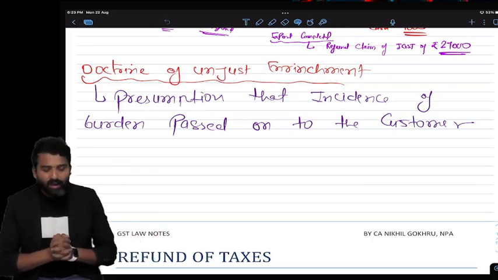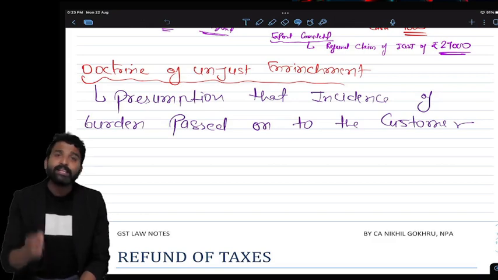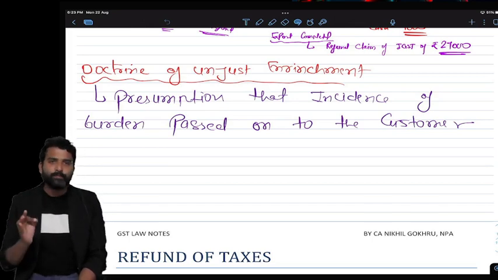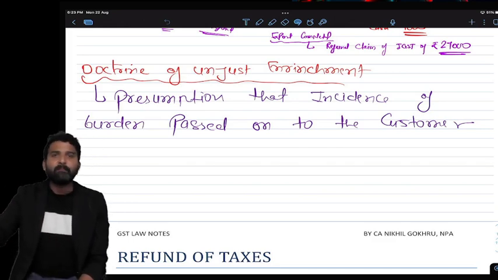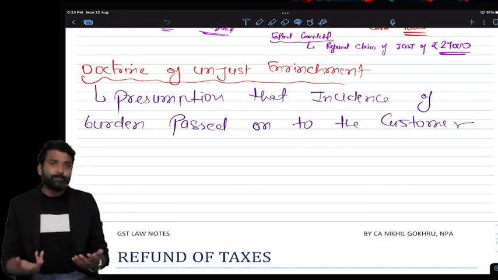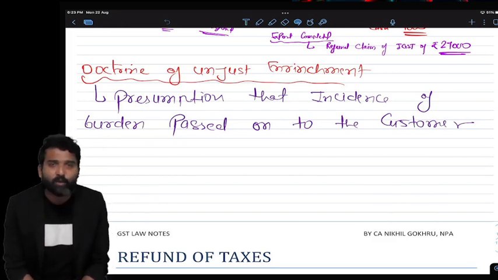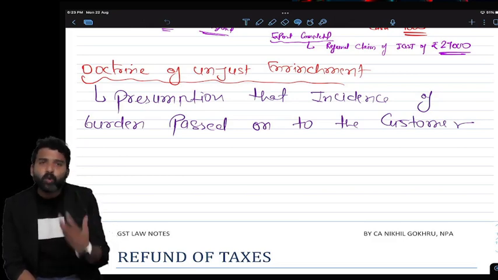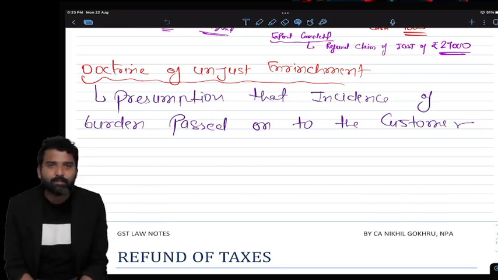So how is this principle applied in GST refunds? Whenever I claim a GST refund, they will always ask me to prove with documents, to get a proof that I have not passed on or shifted my burden of tax to my customer, because it's an indirect tax. If you paid any extra tax, of course they will presume that the tax has already been collected from the customer. So you have to prove that I have not collected that tax from the customer. We have to prove that we are not breaching the doctrine of unjust enrichment, that we have not passed on the burden to the customer.